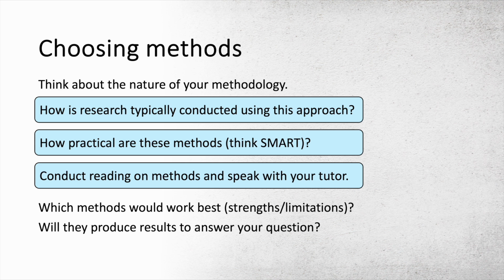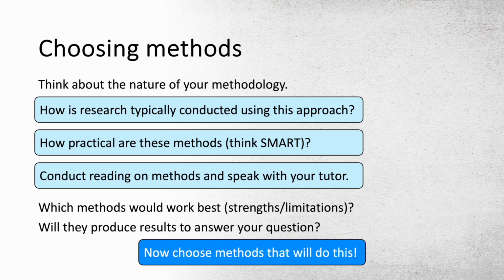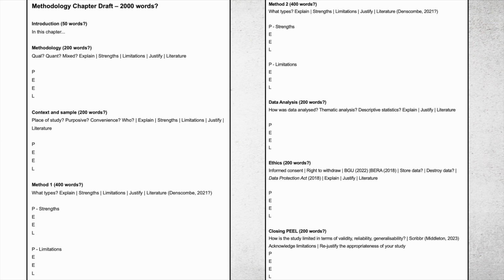Which methods would work best? I usually make a list of strengths and limitations to help me determine this. It's also really useful for writing my methodology chapter because I do need to be highlighting the strengths and limitations of the methods that I've chosen. And will they produce results to answer your question? Always keep that question in mind. Does your methodology and do your methods align with this question? Now choose the methods that will do this. And here is an example draft.